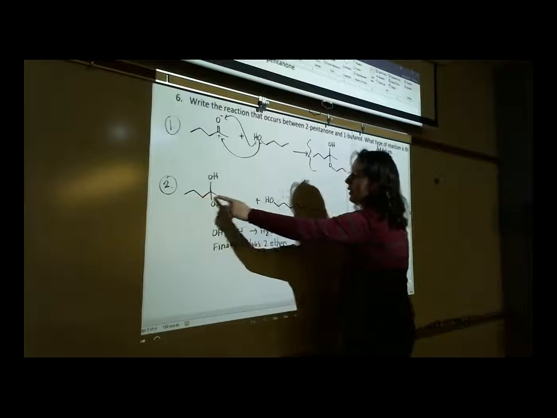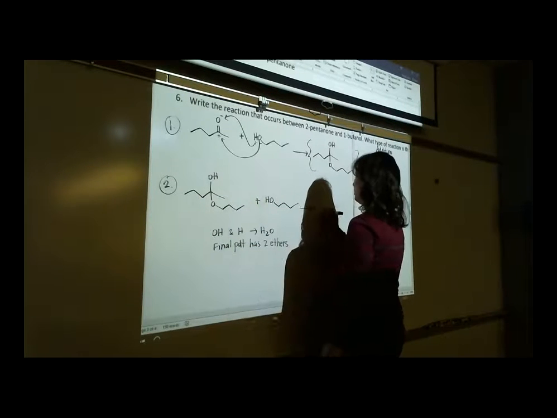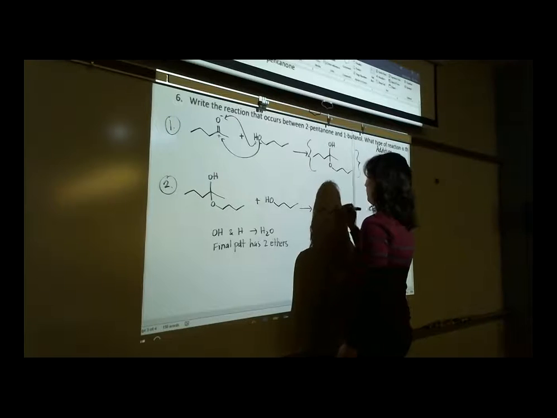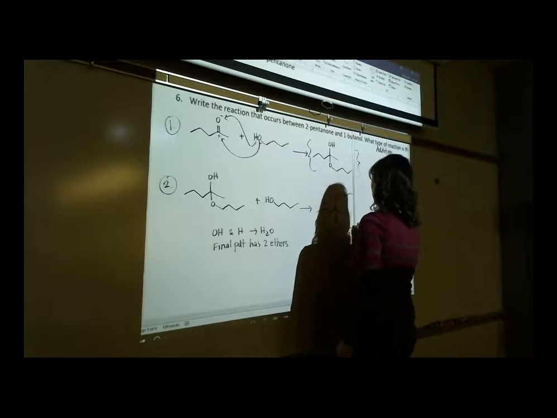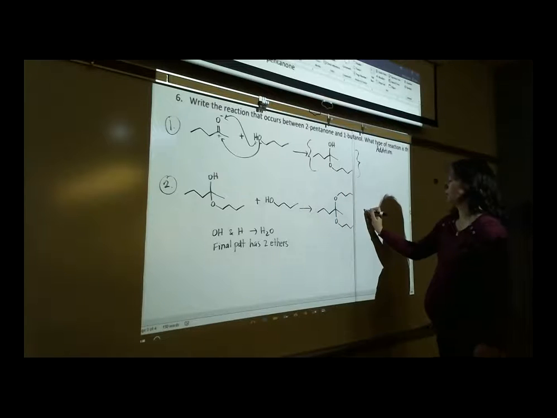So we're still drawing this backbone the same. 1, 2, 3, 4, 5. Now we've got O. 1, 2, 3, 4. And then O. 1, 2, 3, 4. Right, our other product is H2O.